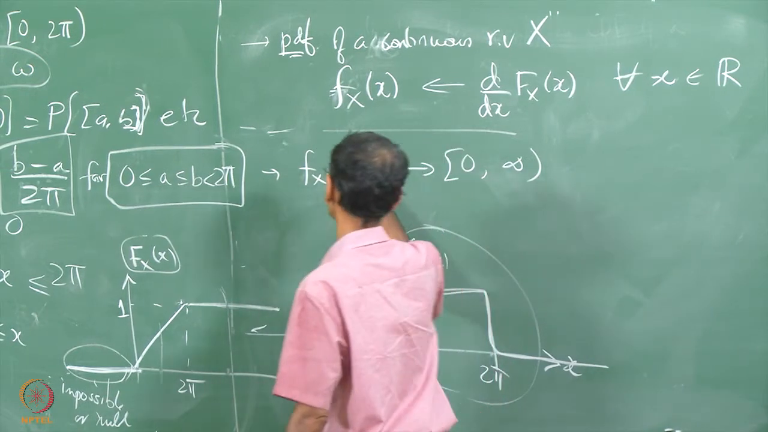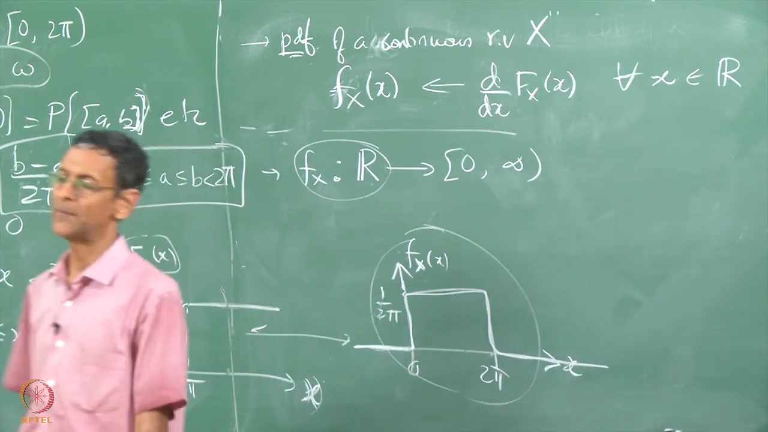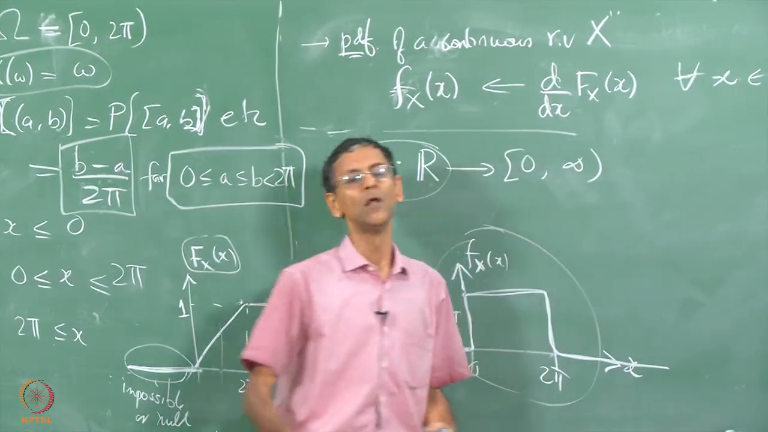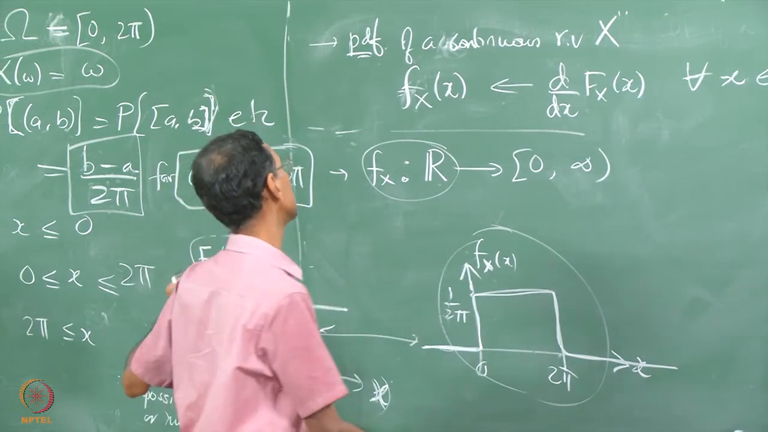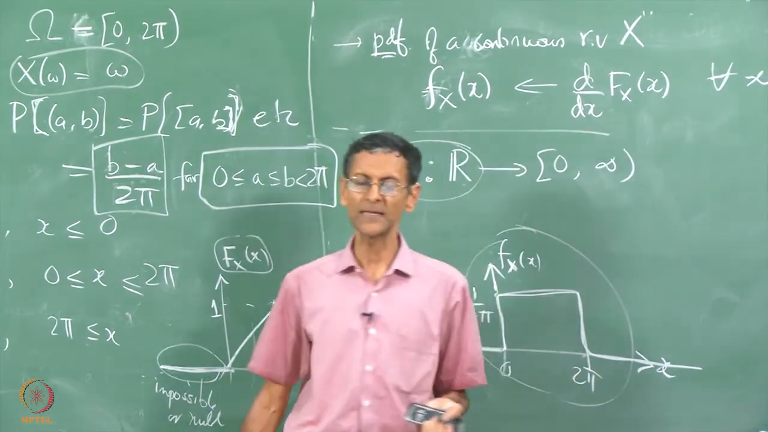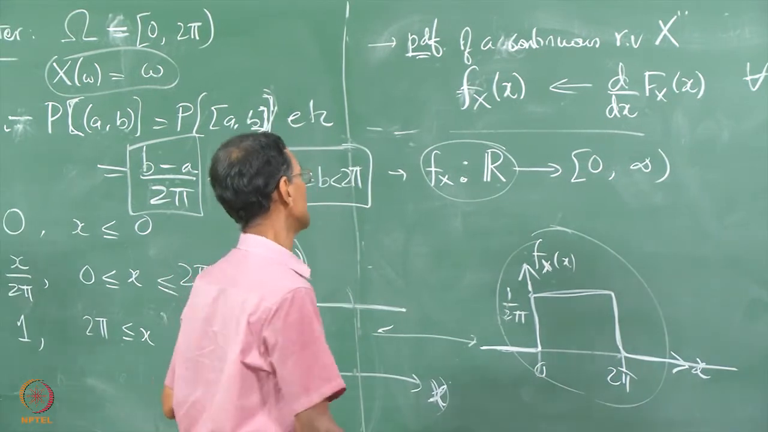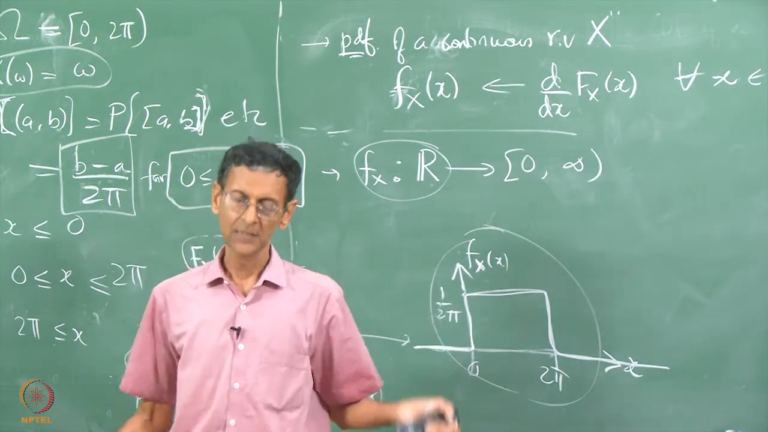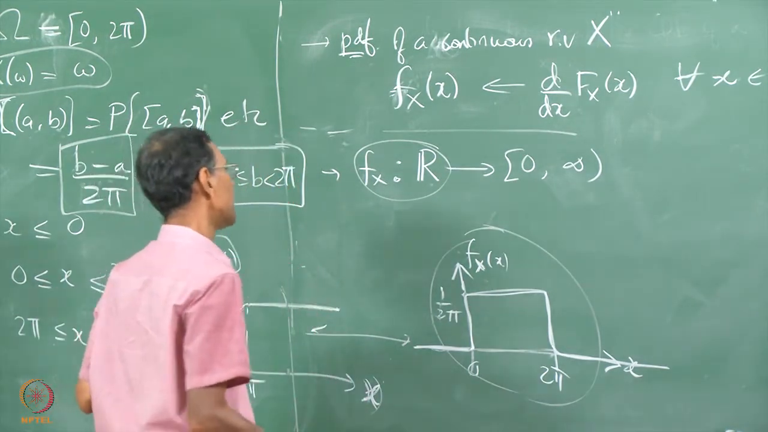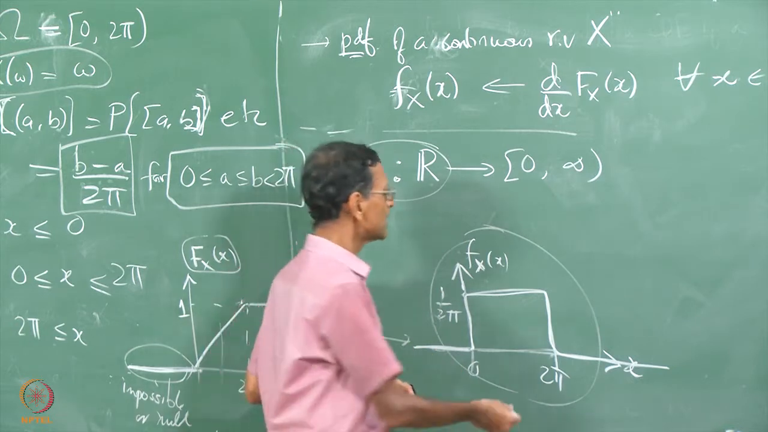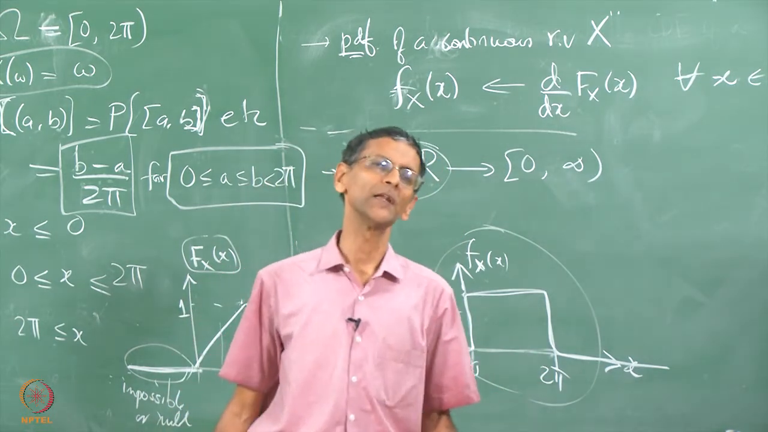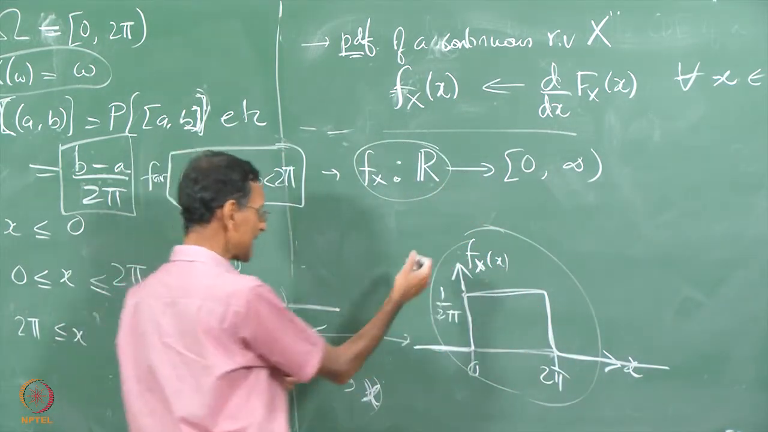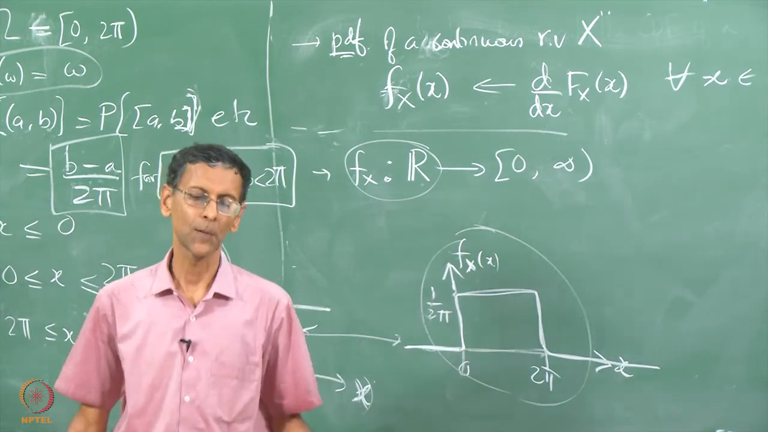In many examples, the PDF tends to be non-zero only over a support interval of the real line. The rest of the real line it typically takes the value 0. That means that the random variable takes values only wherever the PDF is non-zero. But again, as I said earlier, the value of the PDF is never a probability. Only by integrating the PDF do you get actual probabilities.